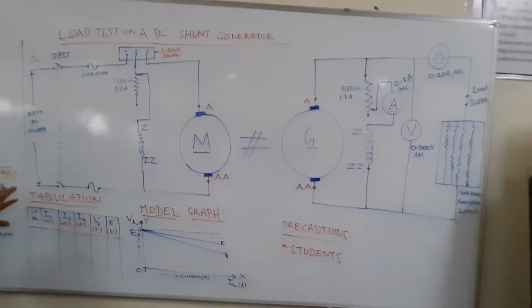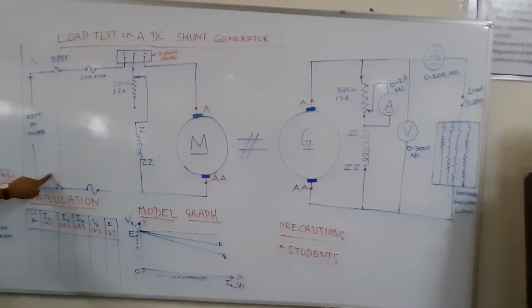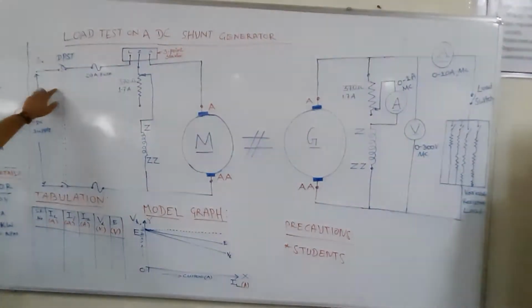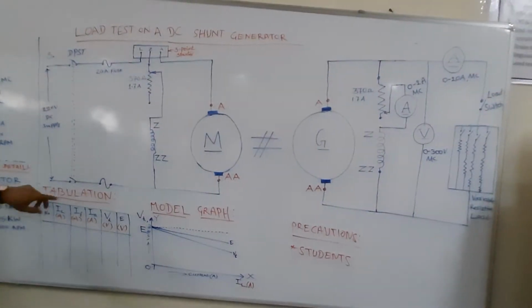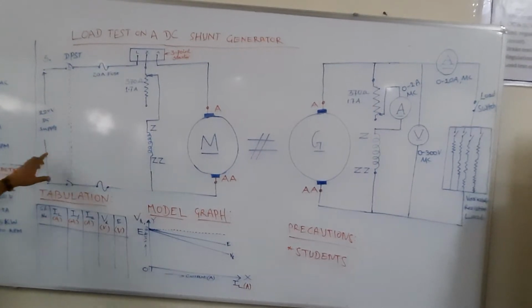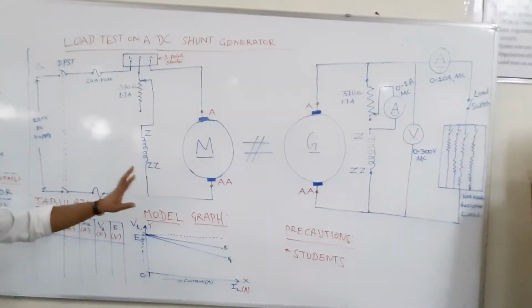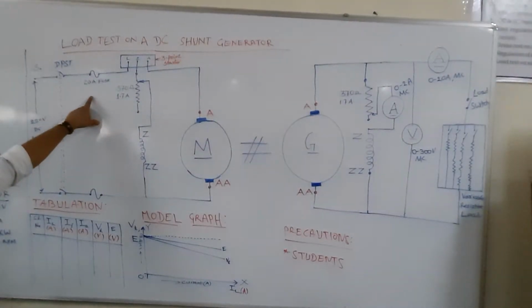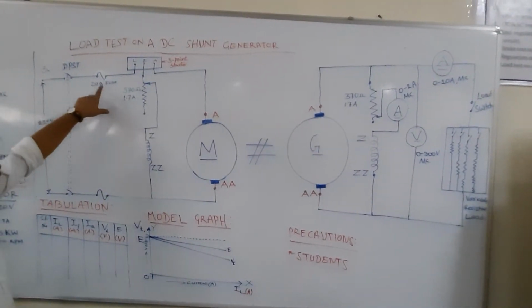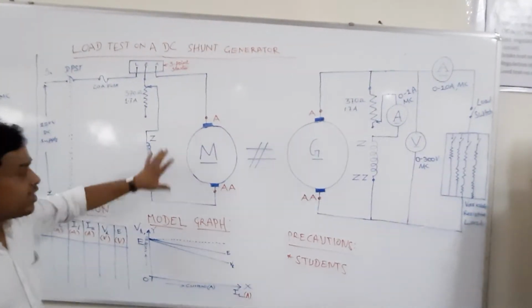Here what we are doing is that we are giving a supply. We have a DPST switch. The meaning of DPST is double pole single throw. What is that one? I'll tell you when you go to the module. Okay. Then we have a fuse. This fuse is in case, suppose because of some mistake in the circuit or in doing the experiment, something happens and a current more than rated current is going, then this fuse will blow off and it will save the total equipment, because these equipments are very costly.